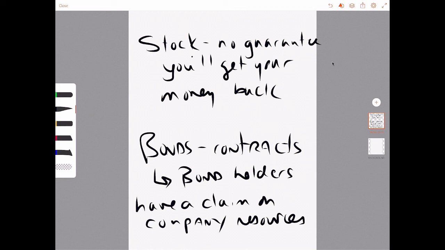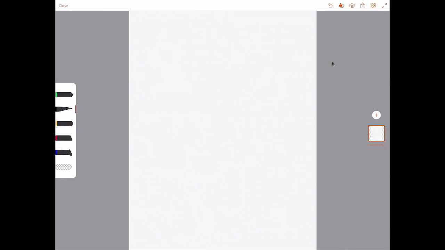Repayment risk, that's one of the types of risk. What's the risk of me being repaid? Is it a good risk or is it a bad risk? Good risks pay lower interest rates, bad risks pay higher interest rates.